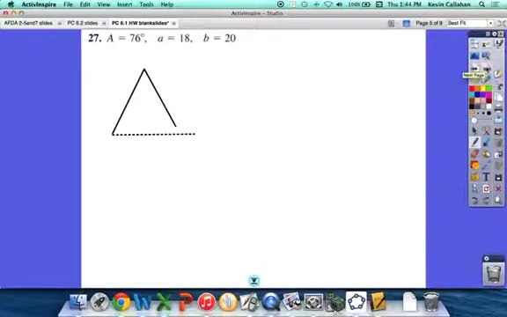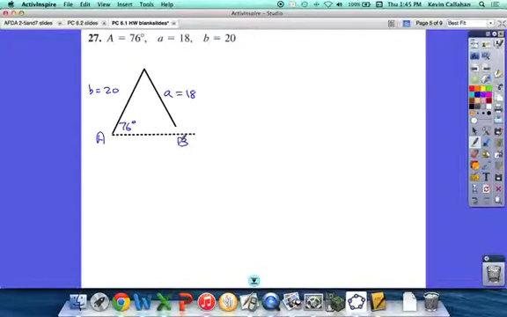Okay, now we've got another side-side-angle. Now we've got 76 degrees for A. B equals 20. A equals 18. And okay, we have to start by solving for this angle B right there. So, and I'm going to skip the step of writing the formula, which I don't like doing because I think it's always important to do that. But I think this is going to be the one where we get two answers.